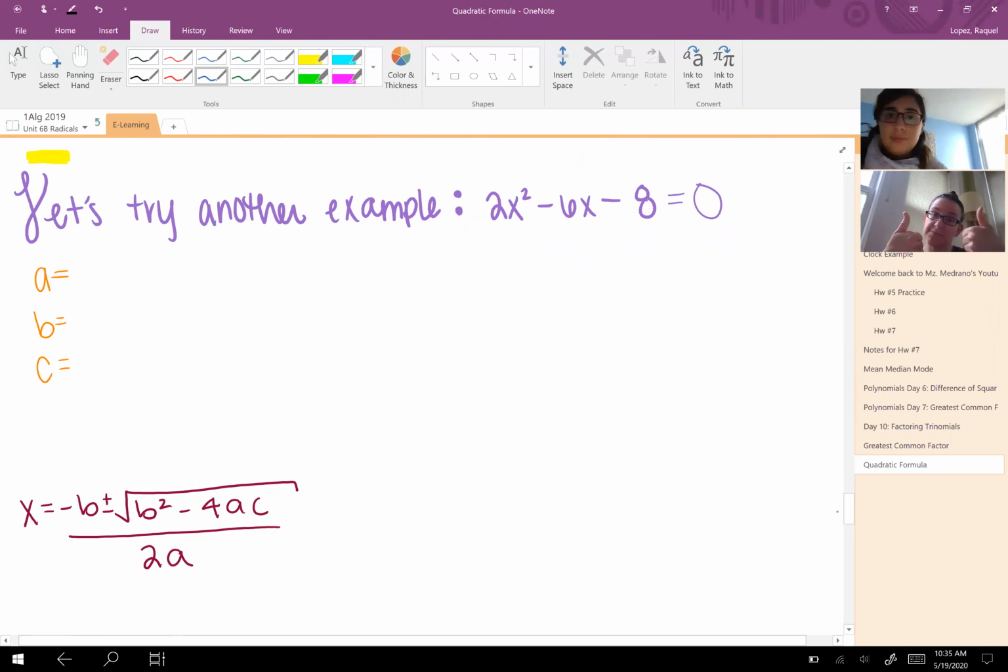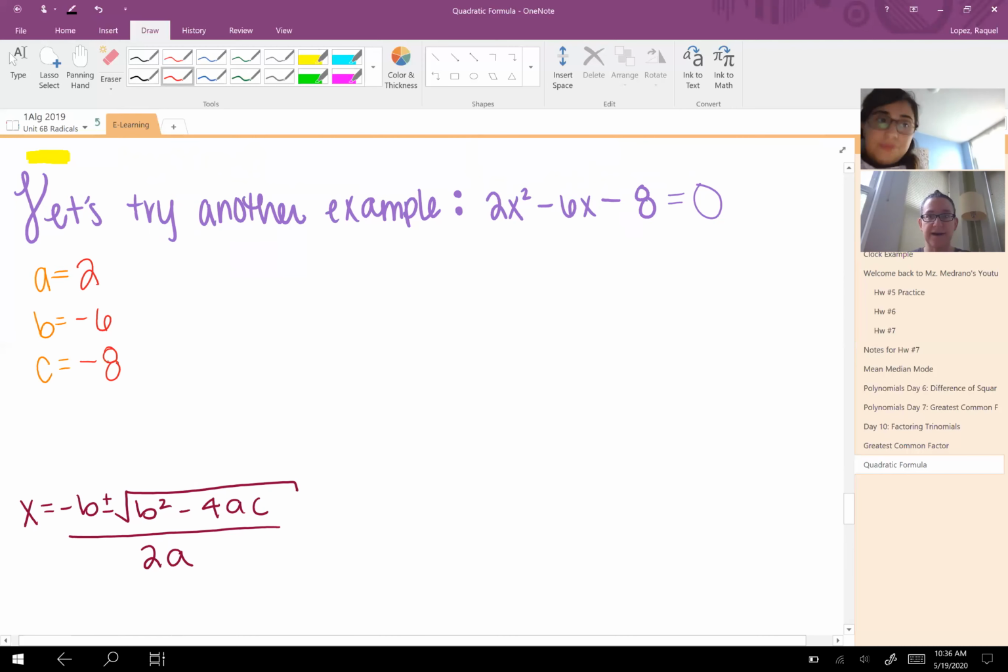Okay, so check. Do we have a quadratic? Yes, we see the exponent is 2, and that's the biggest exponent. Is our quadratic expression set equal to 0? It is. So now we're going to identify our A, B, and C. So in this case, I see A is 2, B is negative 6, and C is negative 8.